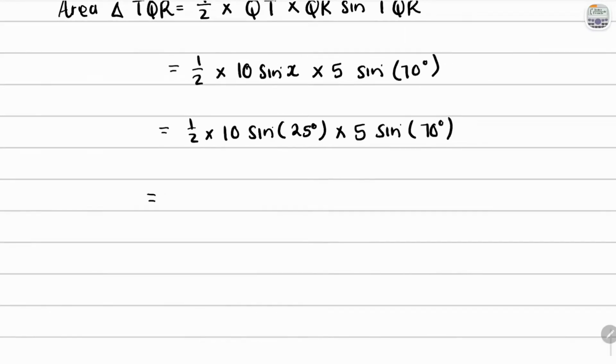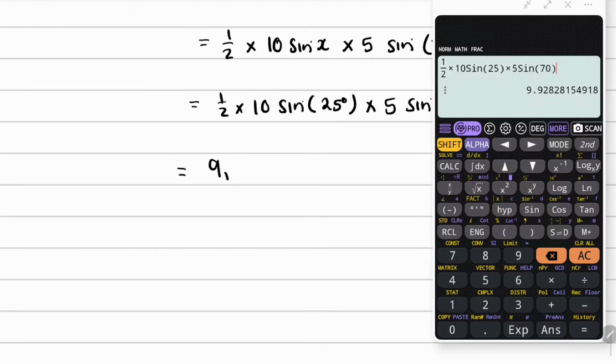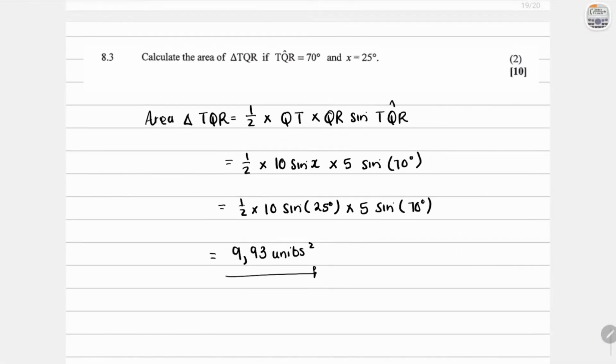And then finally, let's just find that answer. And that area is equal to 9.02, and that's going to round up, so adding a 1 to the 2 there. So that is 9.03 units squared. And that is the area of triangle TQR. And that is it for question 8.